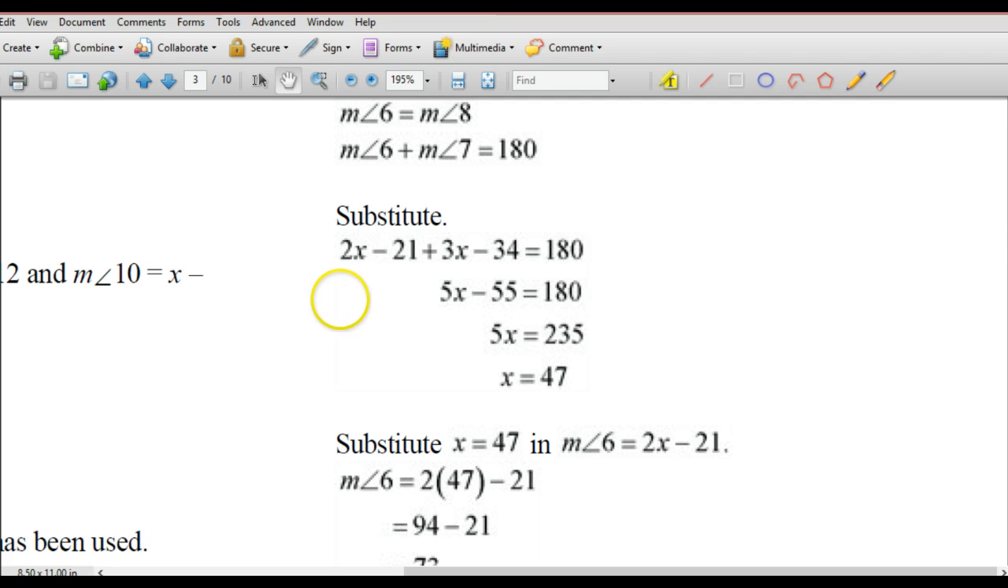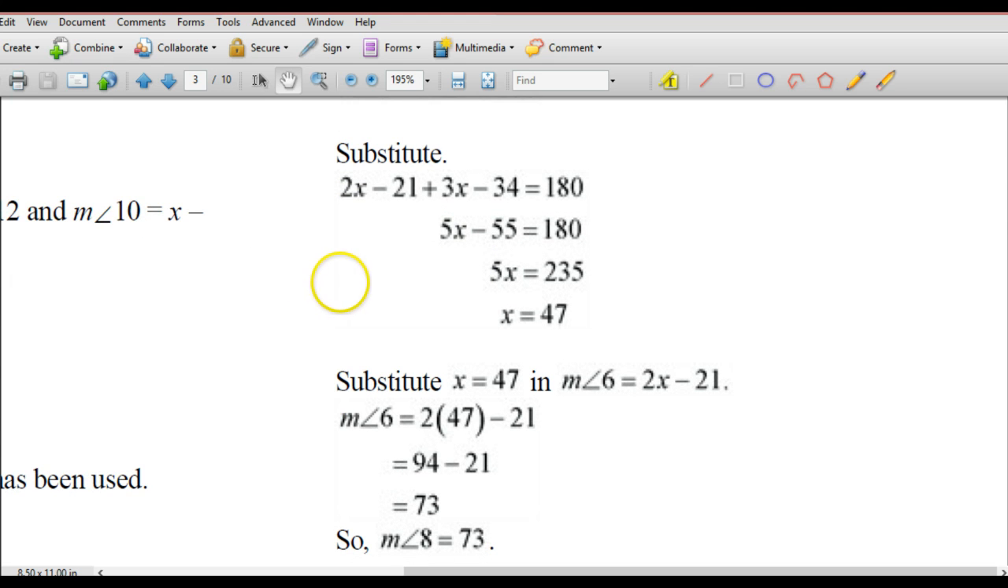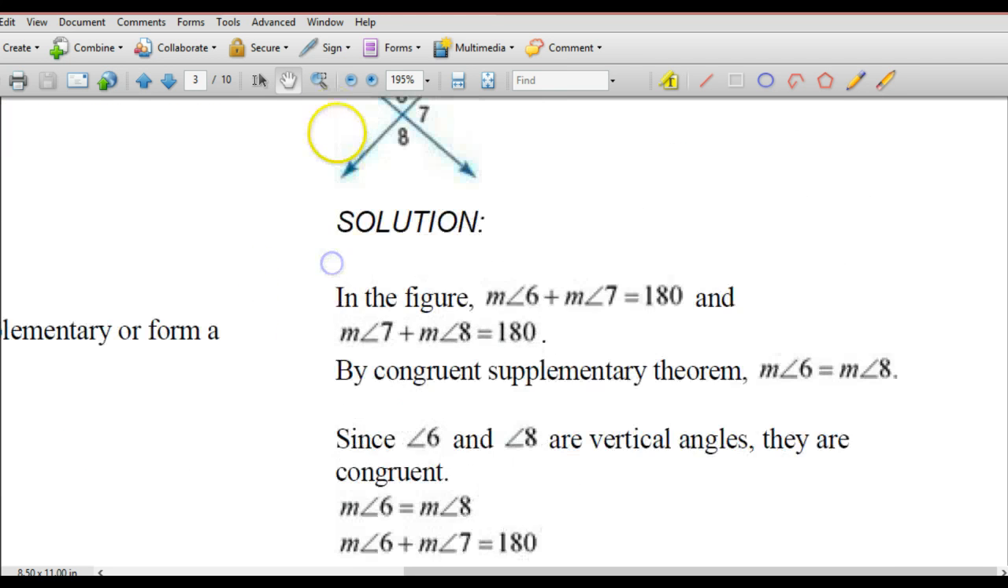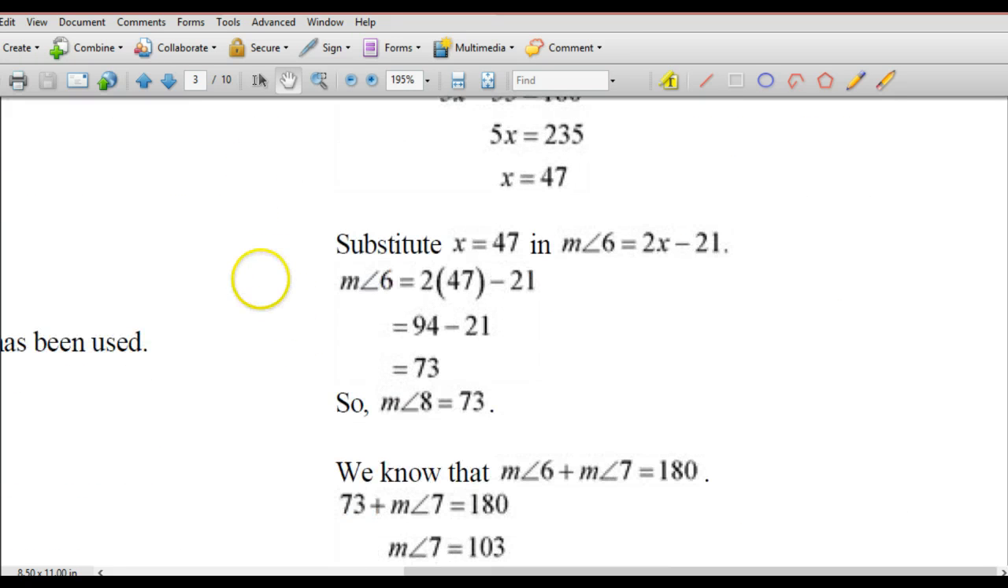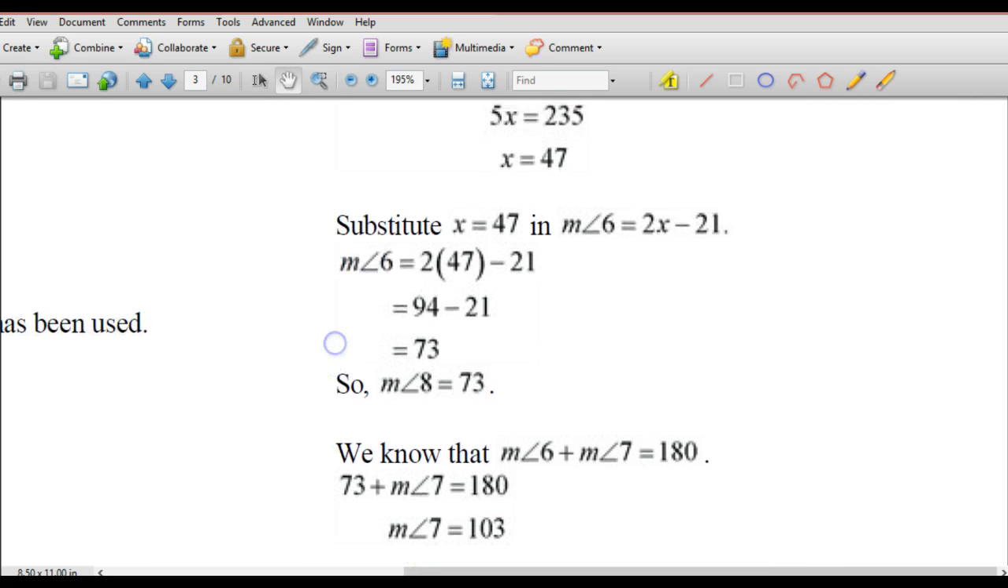So we substitute x equals 47 in for the measure of angle 6, 2x minus 21. That gives us 2 times 47 minus 21, which is 73. And once again, if we go back to our diagram, 6 and 8 are vertical angles, so they are congruent. If the measure of angle 6 is 73, the measure of angle 8 is 73. Going back to our supplements theorem, 6 and 7 have to add up to 180. So if we substitute into this equation, we can find the measure of angle 7. The measure of 6 is 73, so subtract 73 from 180, and the measure of angle 7 is 103 degrees. So we use the supplements theorem and the vertical angles theorem.